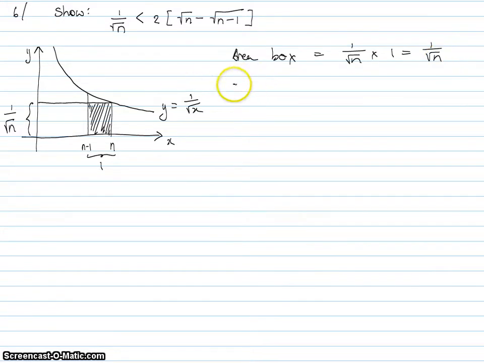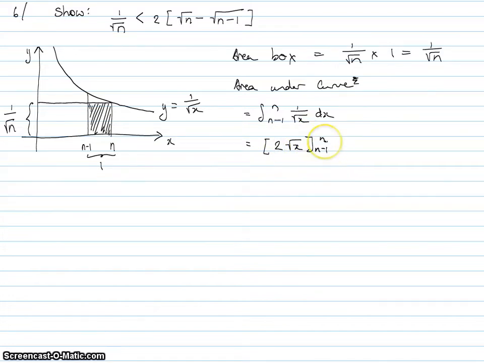Right? What about the area under the curve? What's that going to be equal to? That will be the same thing as the integral from n minus 1 to n of 1 over the square root of x dx, right? That's the same thing as 2 times the square root of x between n minus 1 and n. And what do we get there? That is equal to 2 times the square root of n minus the square root of n minus 1.